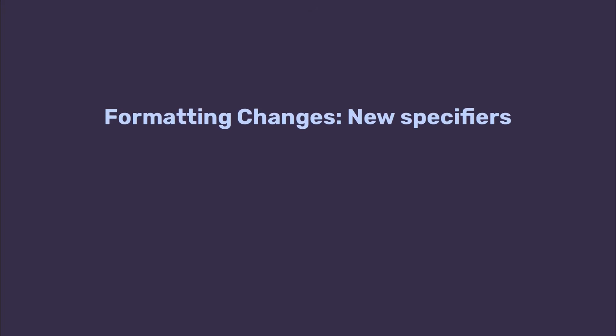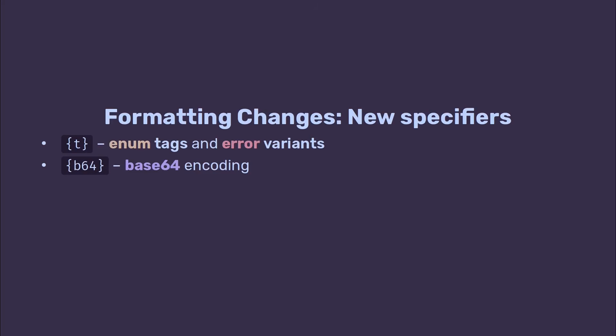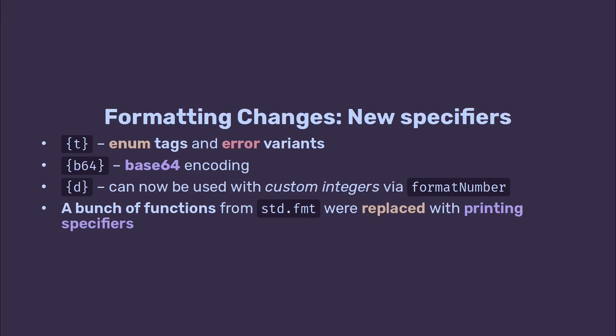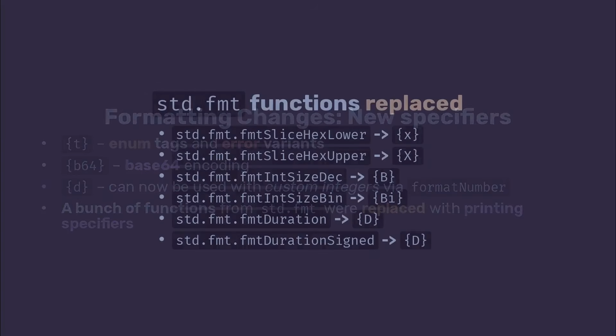Another change in formatting is new format specifiers. So we have T for tags and error variants, B64 to show a string as base64 encoding, and D, which isn't new but can now be used with custom integer types via the format number method. And finally, a bunch of functions from standard format were replaced with specifiers. The list is on the screen.